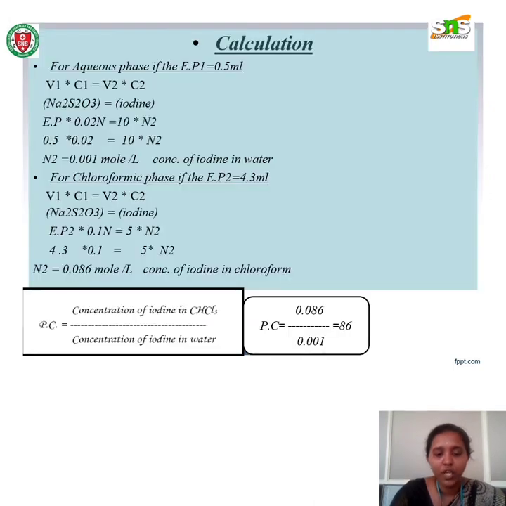Now we are going to see the determination of partition coefficient of benzoic acid between benzene and water. These are the calculations of partition coefficient. My students have explained this in case study format for the determination of partition coefficient between benzene and water.